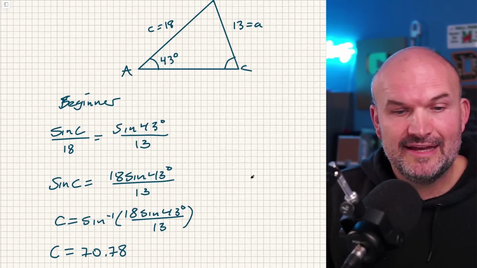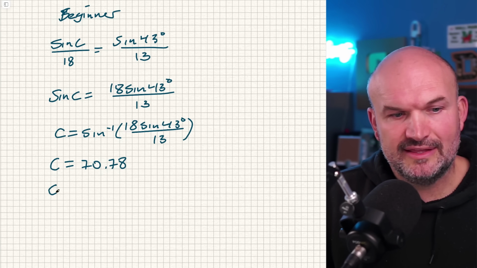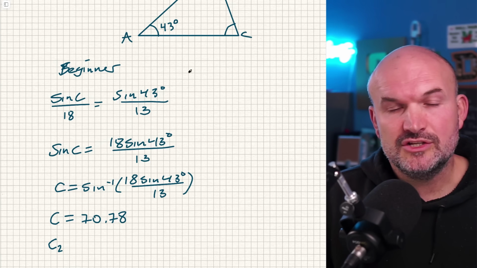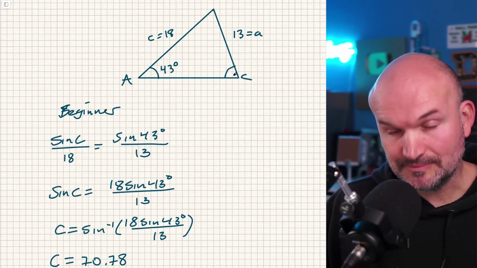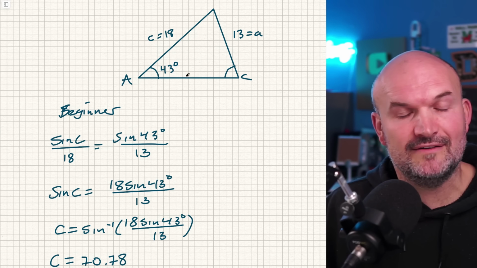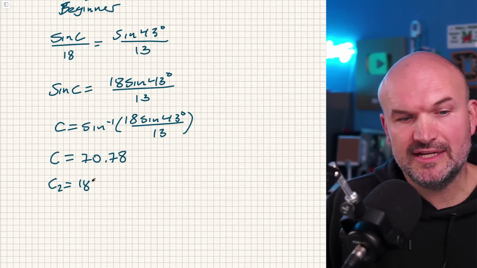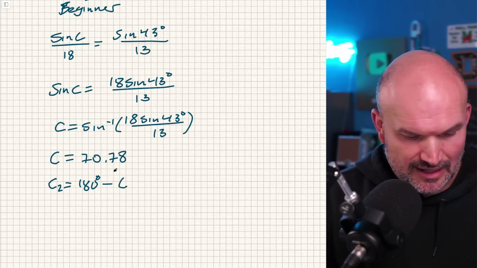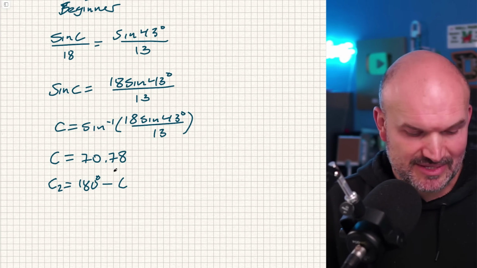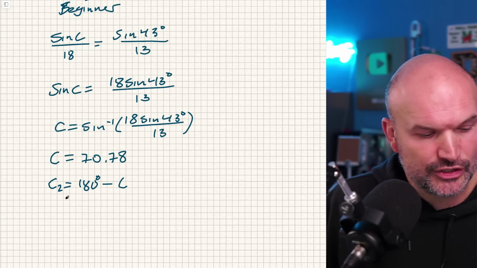Now, to determine if you have a second triangle option, let's call this C, and then figure out what C2 is going to be. If you have an additional option here, that means C2 is going to be the obtuse angle. So how do we identify this possible obtuse angle? All you're going to do is take 180 degrees minus your angle C, which in this case is 70.78. Again, I truncated that, so I don't want to use that answer. I want to use the exact answer typed in my calculator. So I'm going to do 180 minus that last answer, and that's going to give me 109.